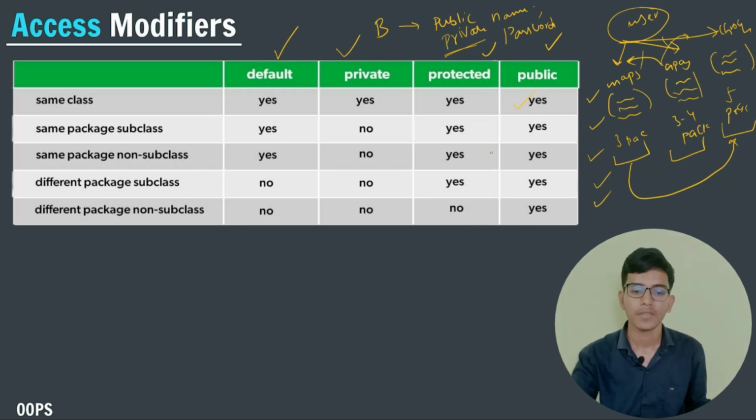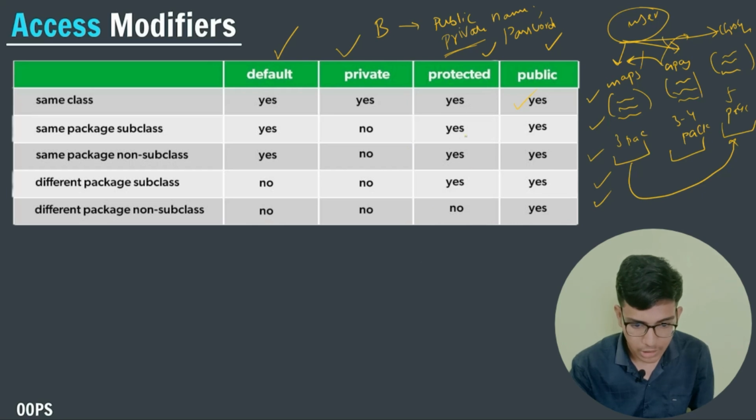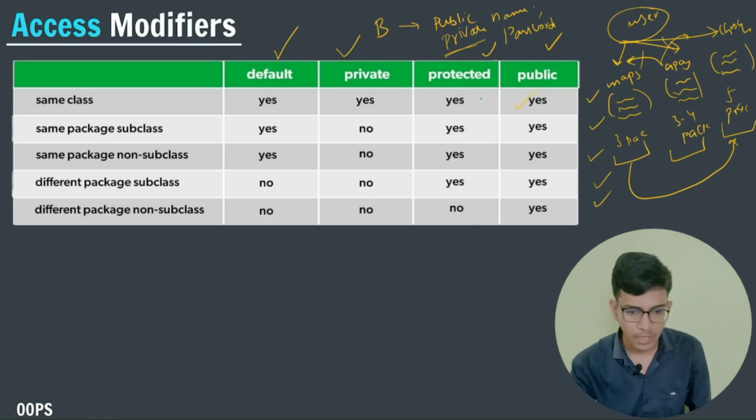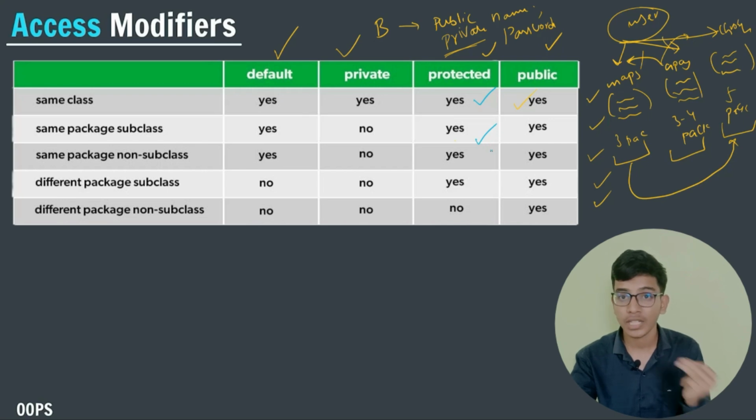After that, protected. In protected, you can access within the same class and within the subclass. So, where is my pen here? Let me change it here. Okay. For protected, you can access within the class. After that, you can access within the package, and you can access in a subclass also, right? These are the things you can access, but you can't access from a different package.